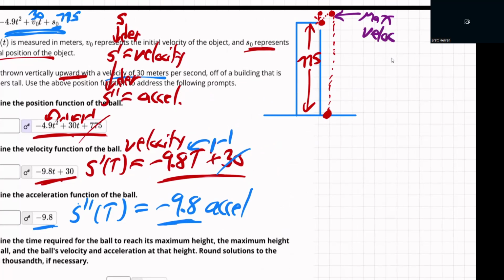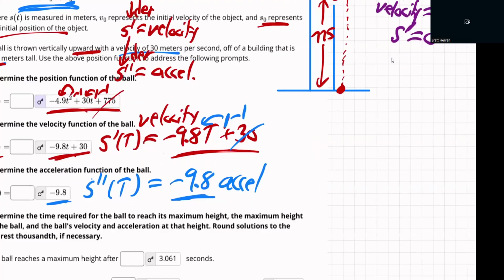The velocity equals 0, which means S prime is 0. That makes sense, right? When the ball is at the very top of its arc, the velocity will be zero. It won't be going up, it won't be going down, it'll be hanging in the air for the smallest split second. The velocity, the first derivative of position, will be zero. That's how you find the maximum height of anything.